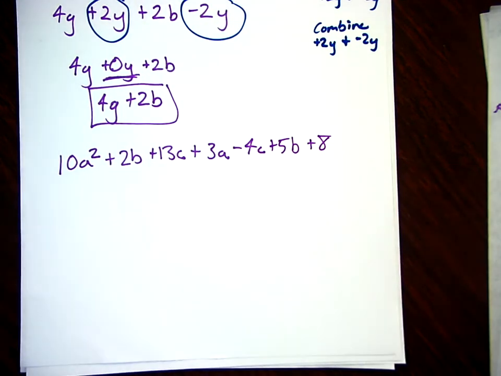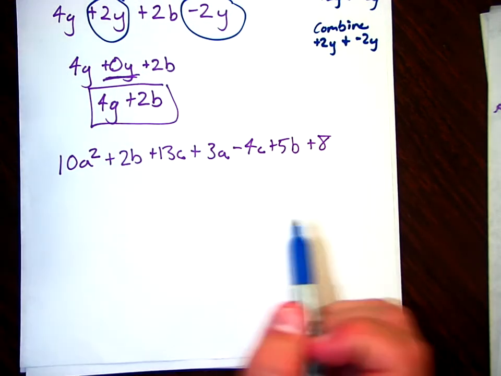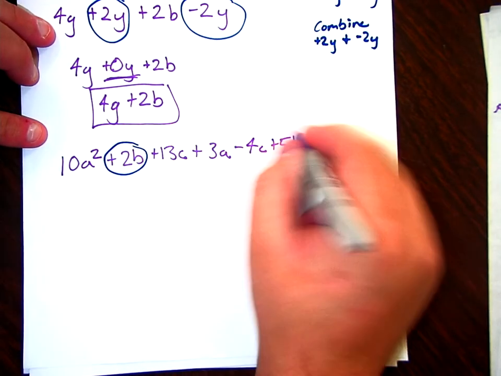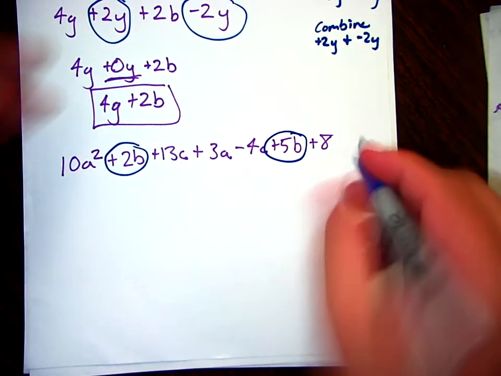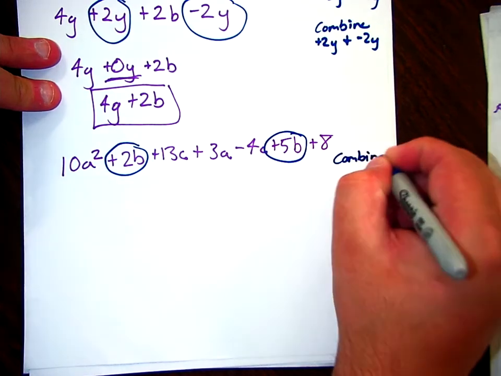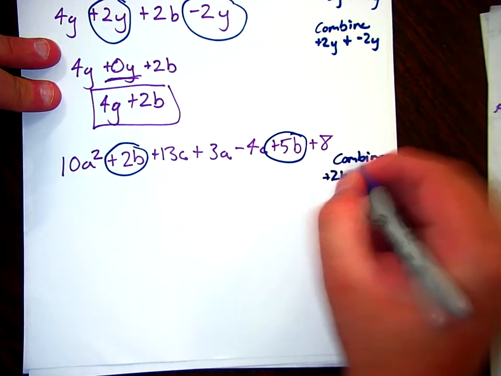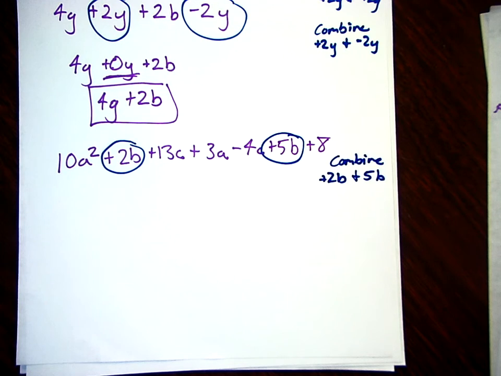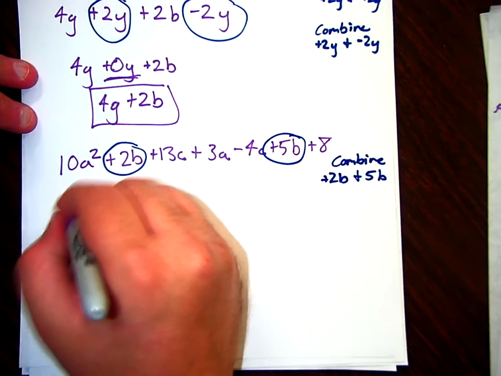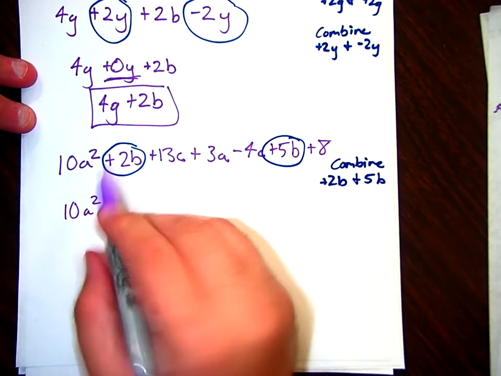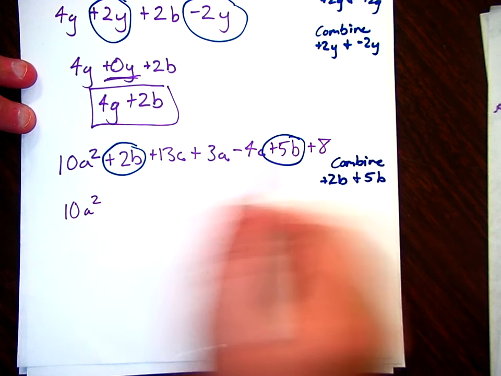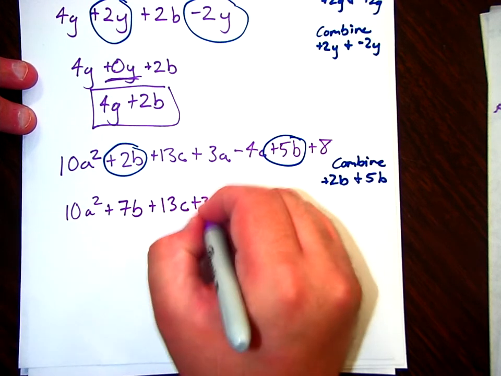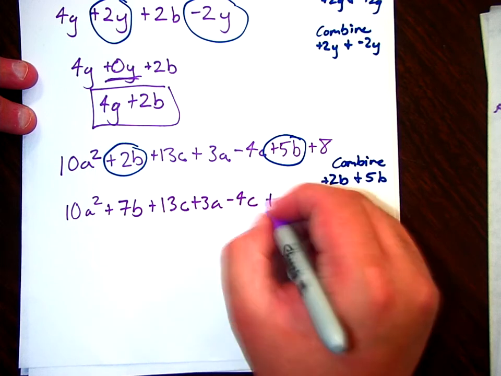So now I'm going to go through and I'm going to find two things that are alike. Okay, I can see this 2b and there's a 5b over here. So I'm going to circle those guys and we're going to combine them. Okay, combine 2b and 5b. Okay, so once we combine 2b and 5b, our expression will now be 7b plus 13c plus 3a minus 4c plus 8.